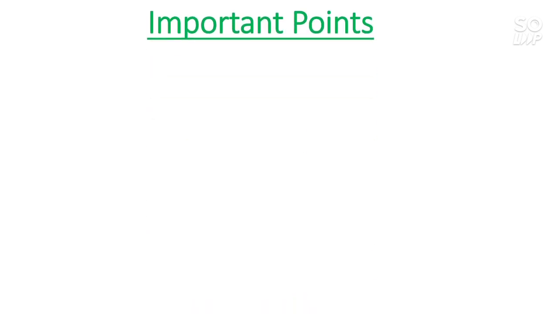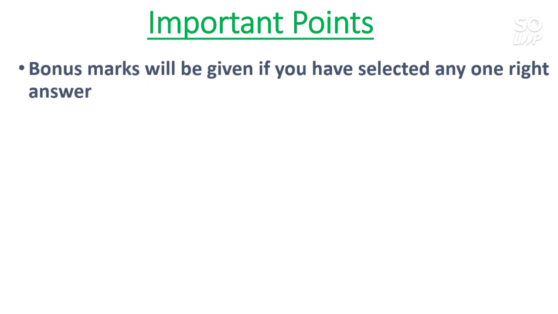Now I will talk about the important points you need to keep in mind. Bonus marks will be given if you have selected any one right answer. Suppose a question has two right answers, A and C, but you have selected D, then you will get negative marking. If you have selected either A or C, then you will get full marks. And if you don't select anything, you will be awarded 0 marks. This is new from this time.